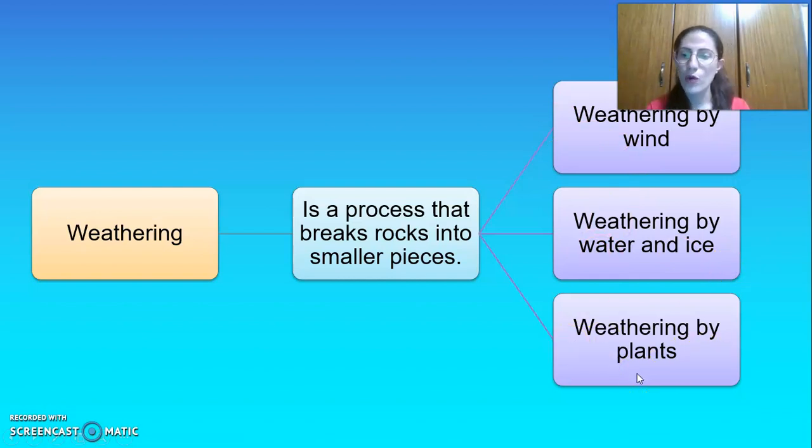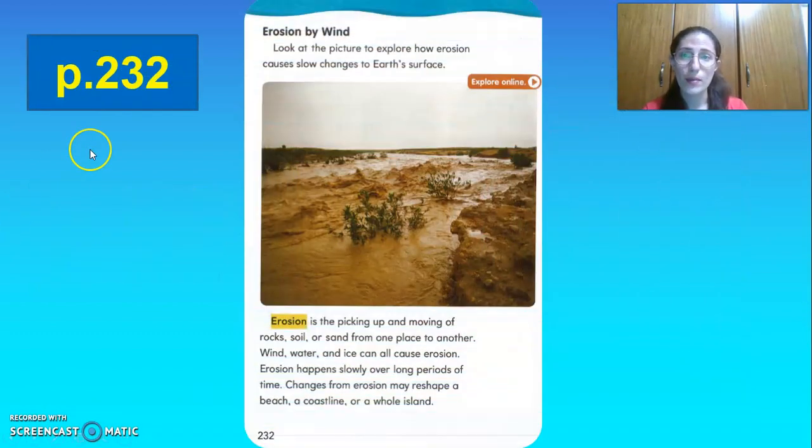So one more time, what is weathering? Weathering is a process that breaks rocks into smaller pieces. How does weathering happen? Either by wind, by water and ice, or by plants. Clear so far? Now for today, we're gonna start studying about erosion.